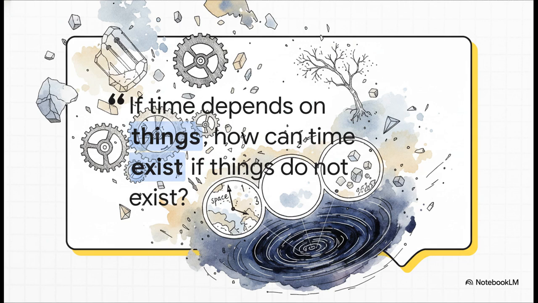Finally, in verse 6, Nāgārjuna targets that overarching meta-triad. He demonstrates that time and space cannot possess inherent existence because they depend entirely on things.